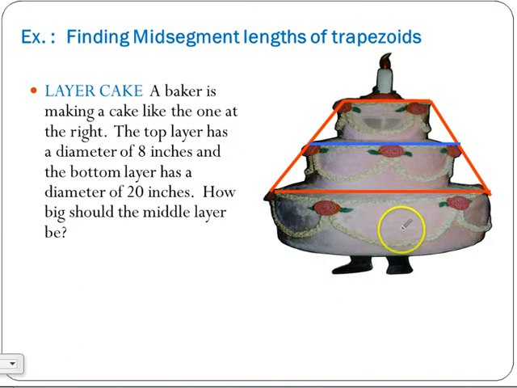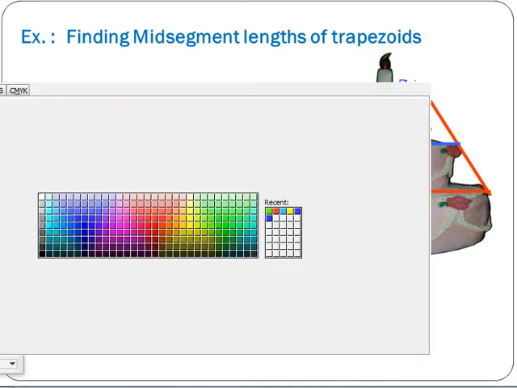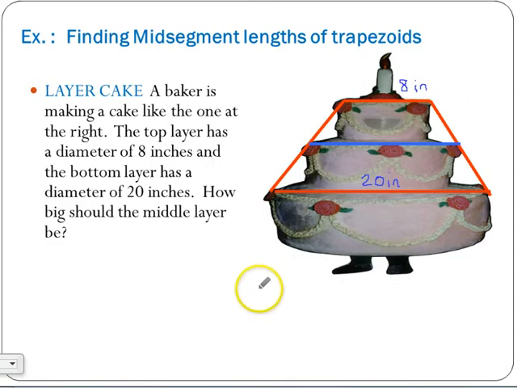Here we've got a yummy looking layer cake, and we are told that the top layer has a diameter, so remember, diameter is the length of the entire circle, of 8 inches. The bottom layer has a diameter of 20 inches. We want to find out what is the length of the middle layer. So how are we going to do that? Go ahead and try this in your math notebook now, and then you can click play to check your work with mine.